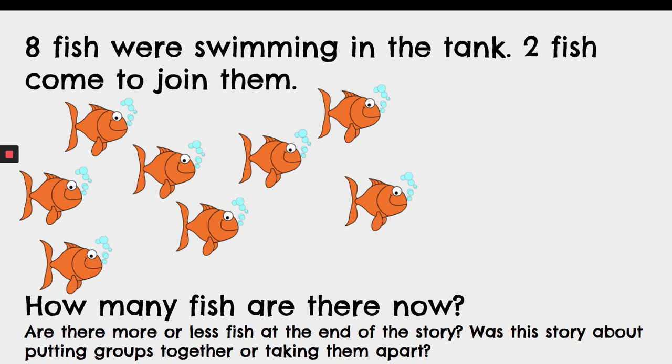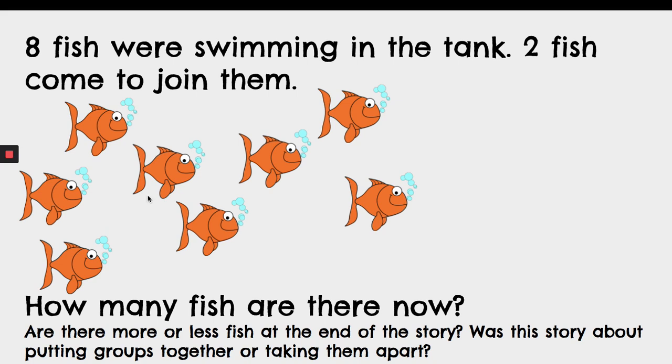So as we're working on this and talking through this together, I want you to think about, are there more or less at the end of the story than at the beginning? So did we add more or did we take some away from what we started with? And was the story about putting groups together? So taking 2 numbers and putting them together, which is addition, or taking them apart, which is subtraction, taking 1 number and taking some away.